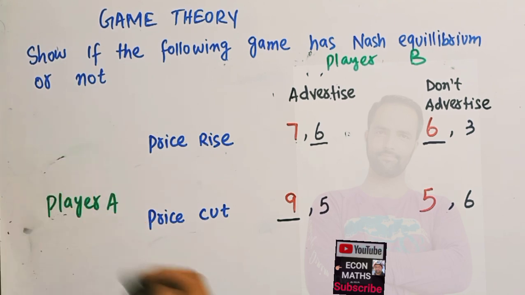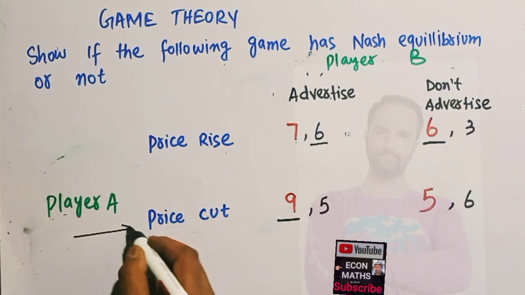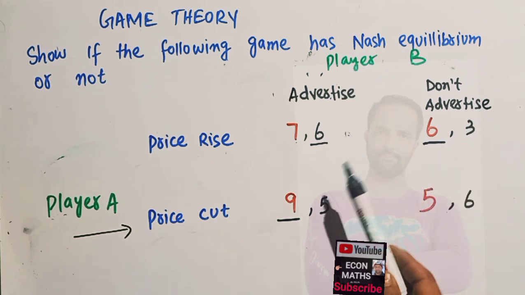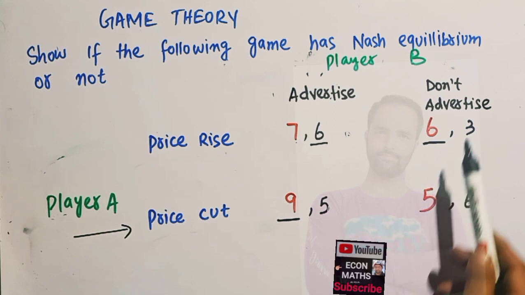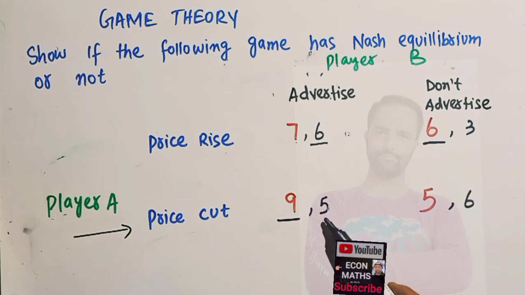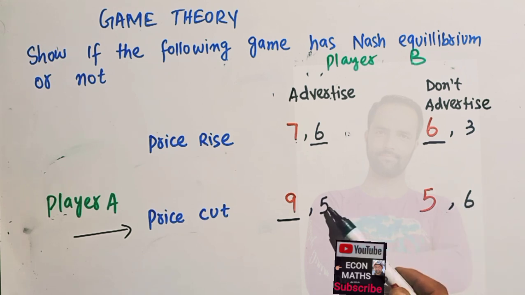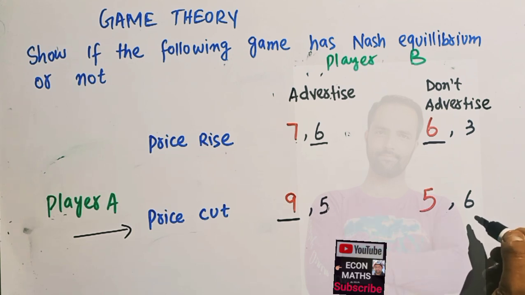Now let us see how player B reacts when player A chooses to cut the price. Again, player B has two options, either to advertise or not to advertise. Advertise gives him 5 as payoff. Not to advertise gives him 6 as payoff. Obviously 6 is greater than 5, so player B will choose not to advertise.